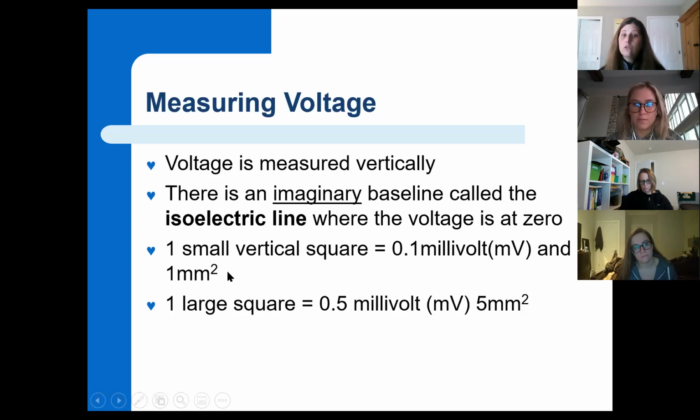One small vertical square is going to be 0.1 millivolt. And again, that bigger box had 5 squares from left to right, but it also had 5 squares from bottom to top. So if it's 0.1 millivolt times the 5 little squares inside that box, it's going to be 0.5 millivolt.